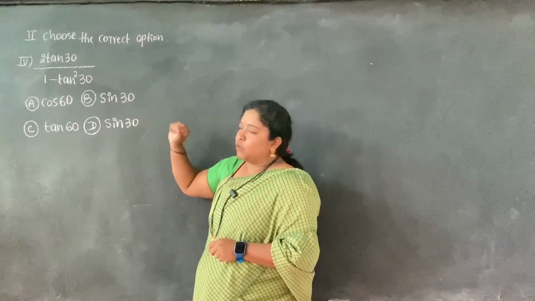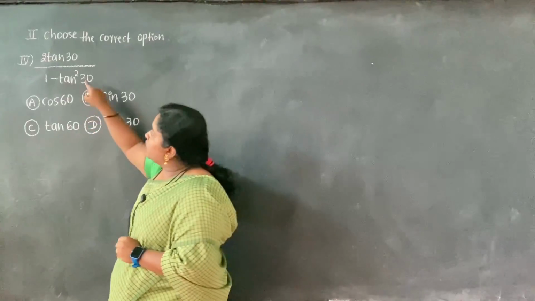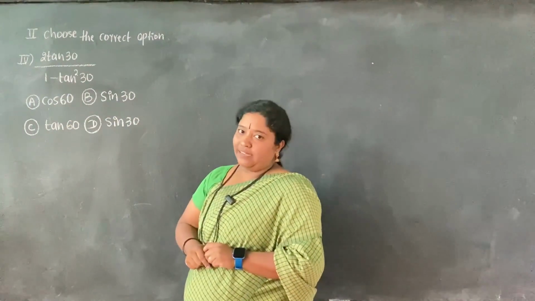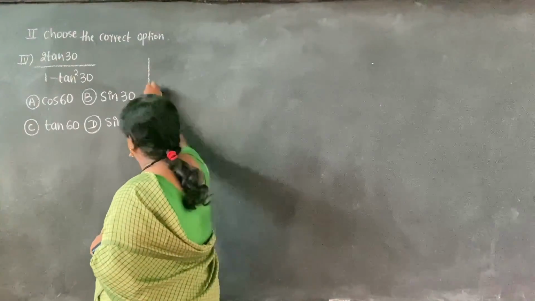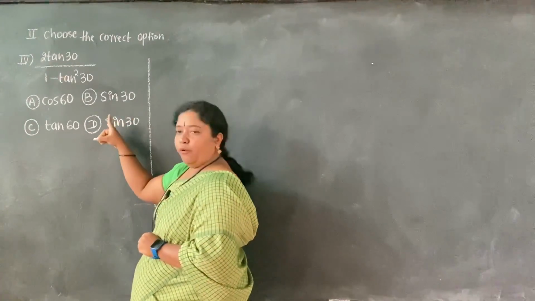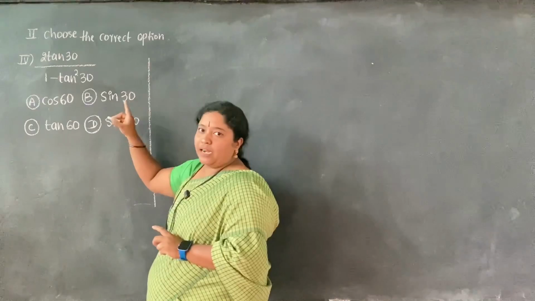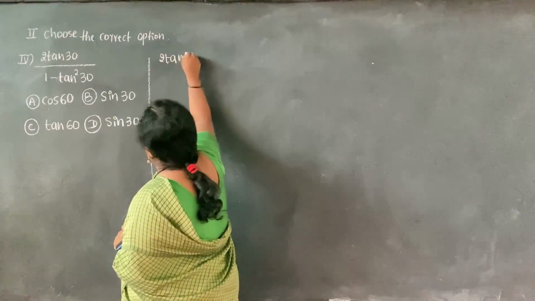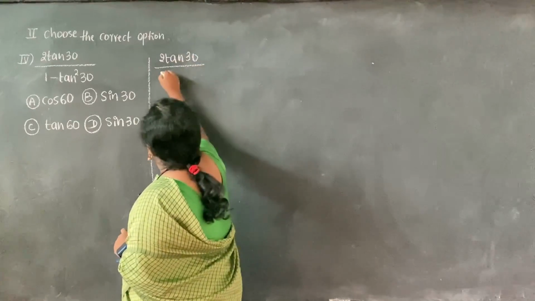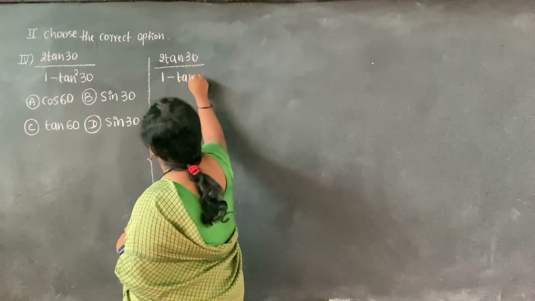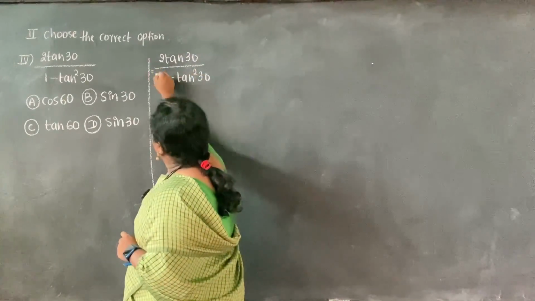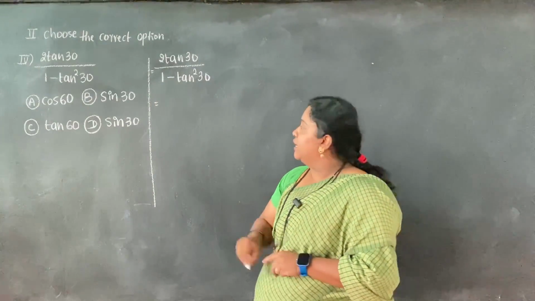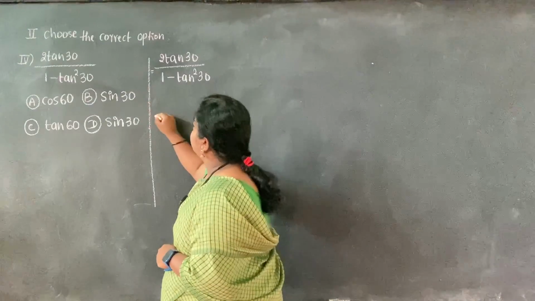Understood? Next question we have 2 tan 30 divided by 1 minus tan square 30. Okay, so we'll simplify this one. Options are also provided. We'll check and mark the option at the end. What is there here? 2 tan 30 divided by 1 minus tan square 30. And you need to remember the tan 30 value, which is nothing but 1 by root 3. Yes or no, dear?